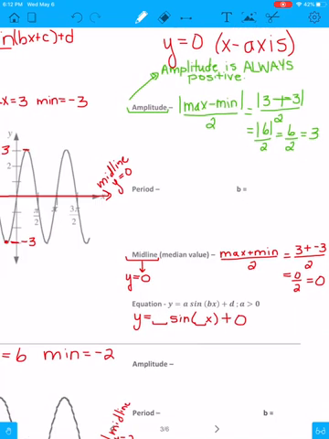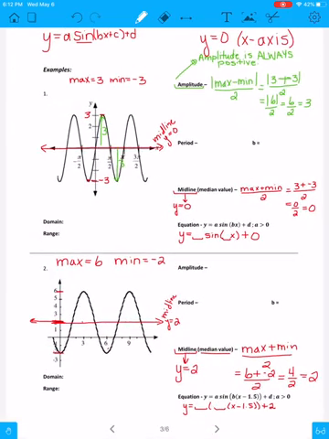Now we're going to check if we're right. If it's 3 up from the midline to the max and it's 3 down from the midline to the minimum, then we're right. So I go from my midline to my maximum is a distance of 3. My midline to my minimum is a distance of 3. So I know I'm right. So that distance that we found every single time to check if the midline was in the middle, we were always finding the amplitude. Okay, let's look at the next graph.